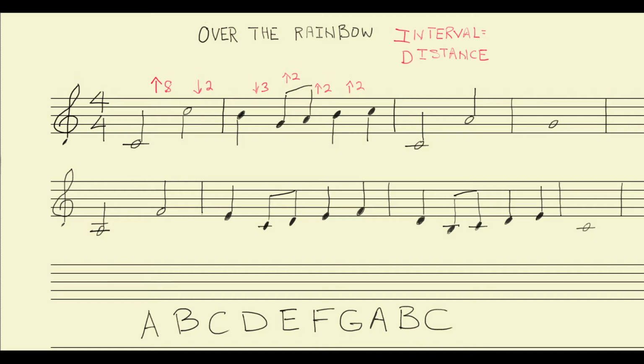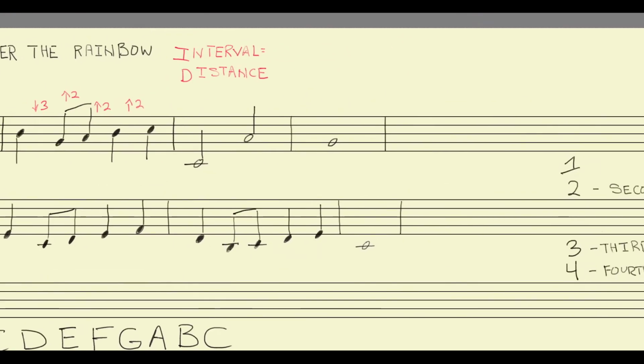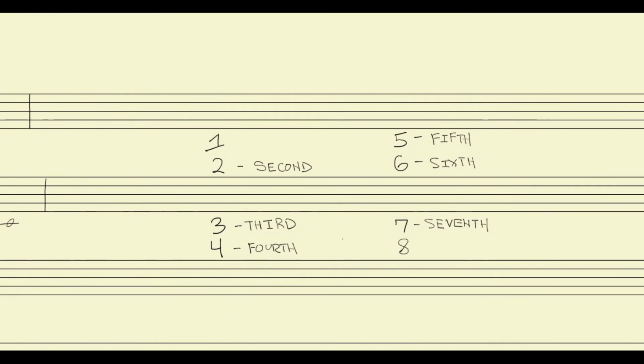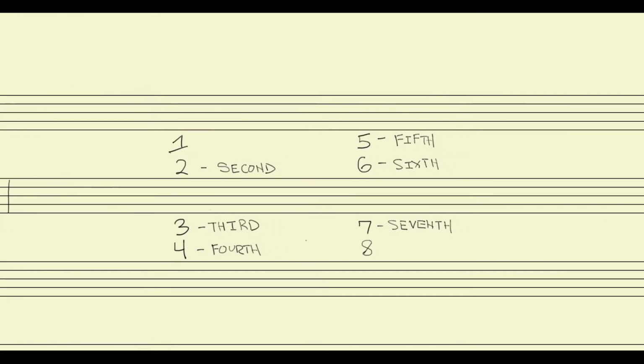When we talk about intervals, traditionally, we don't use regular numbers 1, 2, 3, 4, 5, 6. We use what are called the ordinal numbers, those numbers that end in ND or RD or TH. So instead of saying 1, 2, 3, 4, 5, we say 2nd, 3rd, 4th, 5th, 6th, and 7th. So instead of going up 2, we say we go up a second. Instead of going down 3, we say that we go down a third. And that's true for most intervals except for 2 intervals.